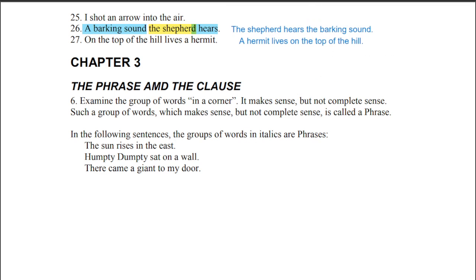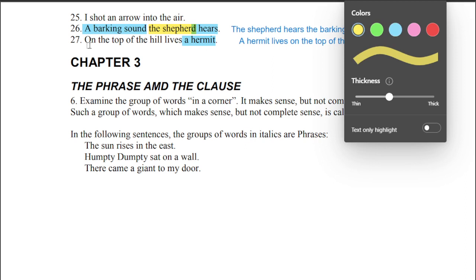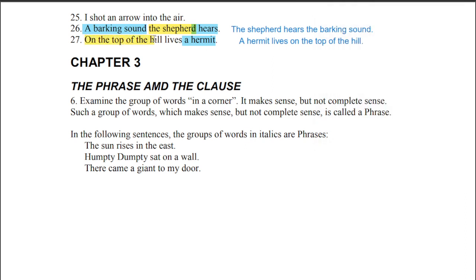The sentence has been rephrased. Now, the speaker has first named a person, a hermit. Then he said something about a hermit. A hermit is the subject, while lives on the top of the hill is the predicate. So, in our original statement, a hermit is the subject, whereas on the top of the hill lives, this part of the sentence, is the predicate.